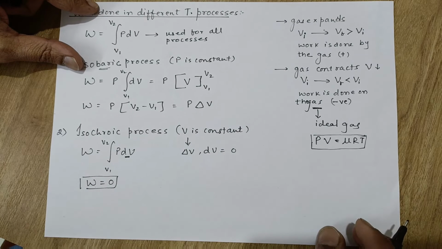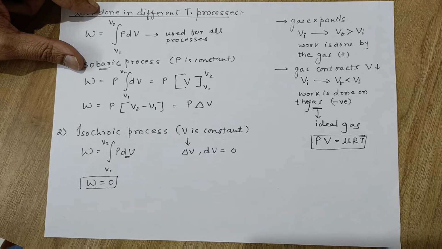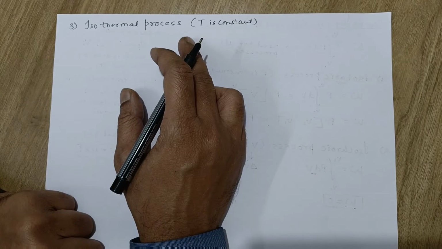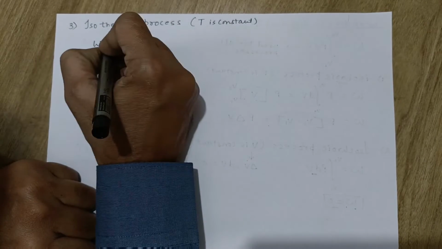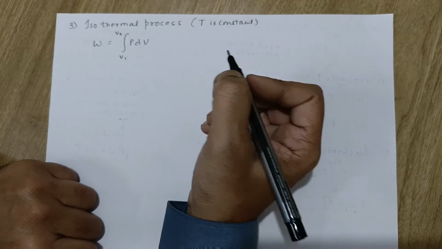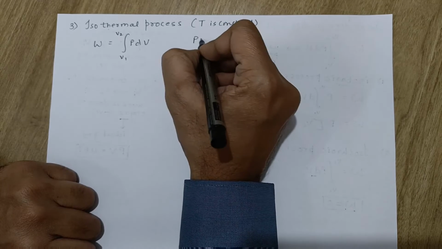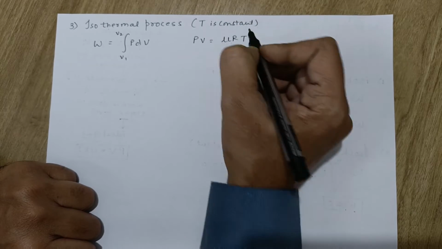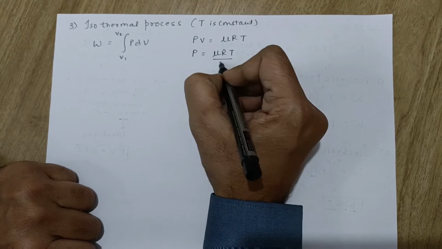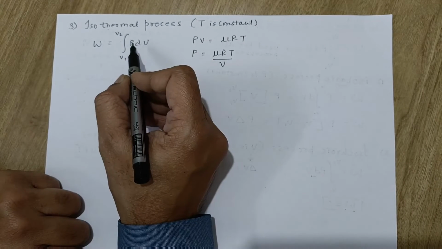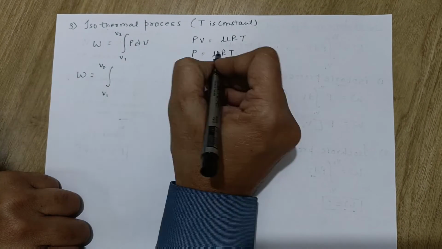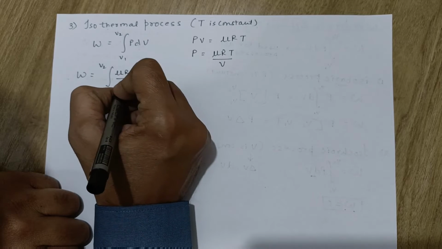Now let's talk about the work done in the isothermal process. In the isothermal process, the temperature is constant. Let's use W is equal to integration of P dV from V1 to V2. Now what we are going to do is the following. We are going to say that PV is equal to mu RT. From here we are going to substitute the value of P as mu RT by V. So this value of P I am going to substitute here. So the work done is equal to the integration from volume V1 to V2 of mu RT by V times dV.